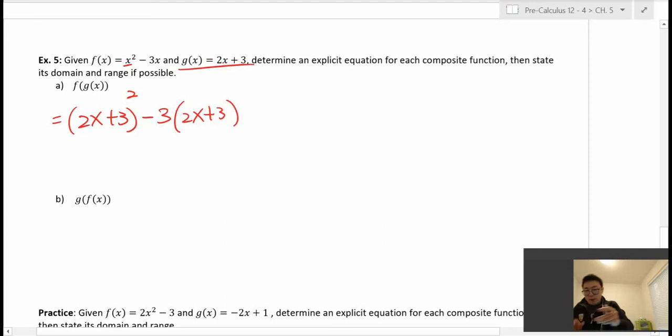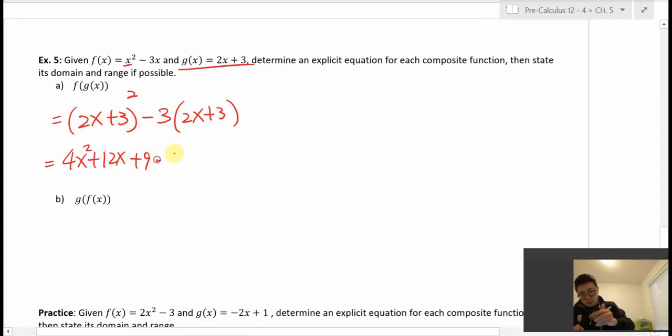Notice how, if you look at the overall structure, it's f of x. It's just that we're replacing x with g of x. And now we can expand this. You should get 4x squared plus 12x plus 9 minus 6x, and then minus 9.